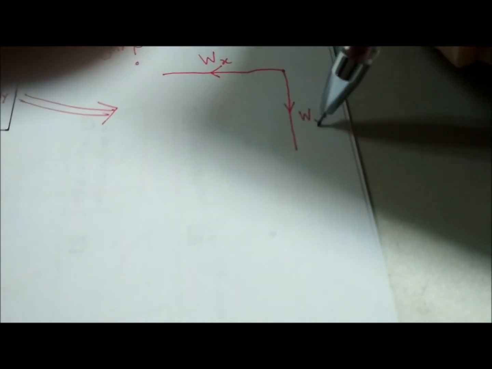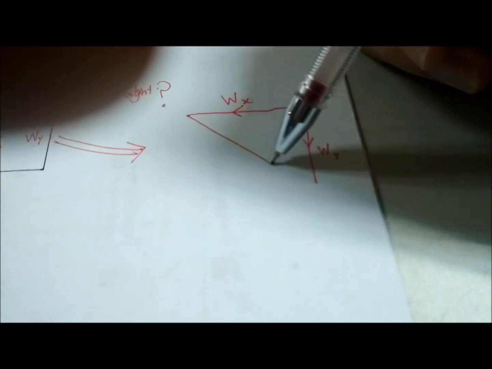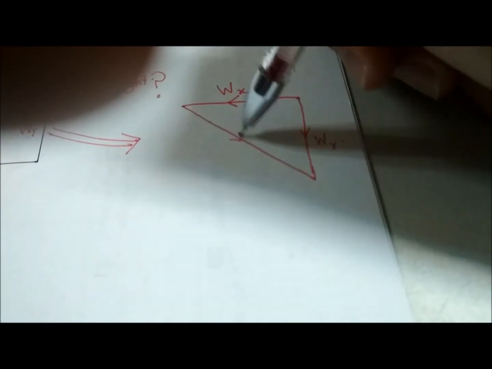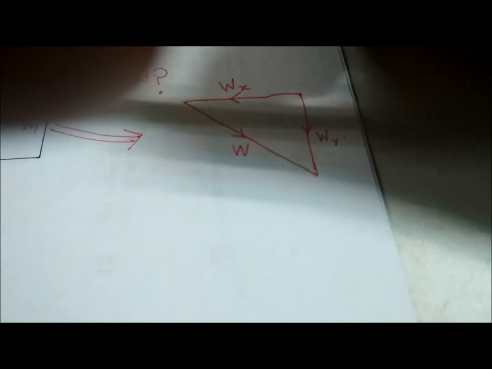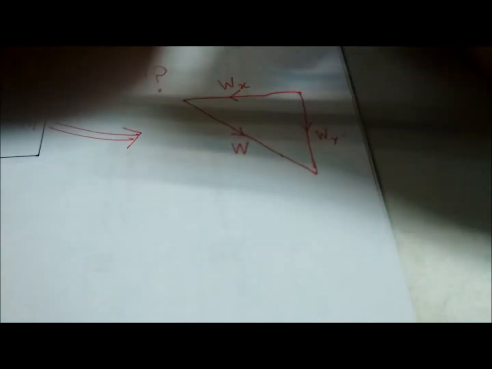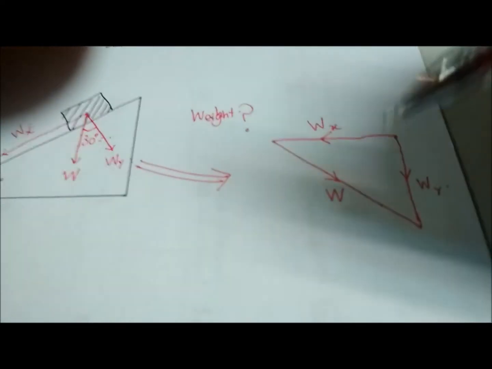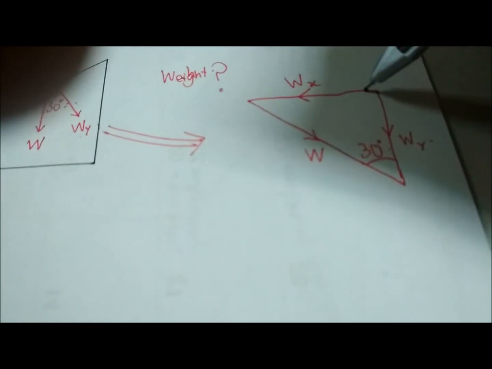So Wy, and all that is left is W. So this is W, and then angle 30 degree. Angle 30 degree is between W and Wy. You see here, W and Wy. 30 degree is in between W and Wy. So 30 degree is over here, and this is the right angle.